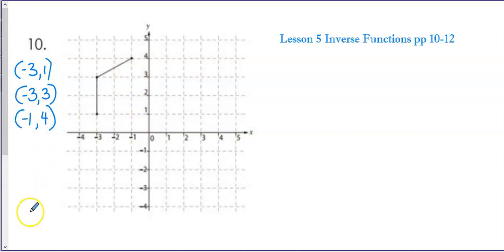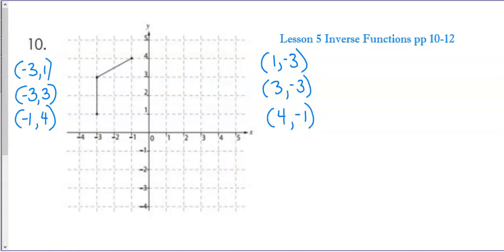So if we want to graph the inverse of this, if you remember way back when we did inverse functions, we found out that inverse functions have reversed x's and y's. So my first ordered pair is going to be 1, -3, just switching this around. And then 3, -3, and 4, -1. So we'll just plot those points and then join them, and that will be the inverse of this function.